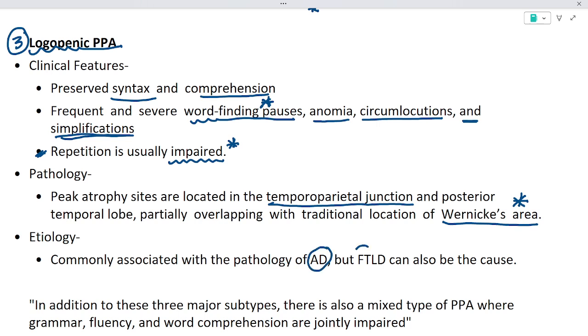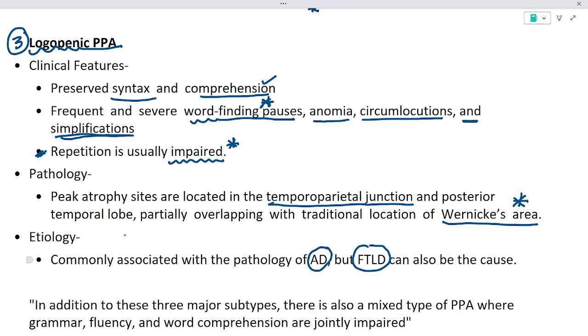Etiology: Alzheimer disease, FTLD. Now we have read three types of primary progressive aphasias. The third one is logopenic. In logopenic, the main complaint is word-finding pauses. The patient is not able to find the words. The patient forgets the words, and repetition is impaired. Comprehension is intact. Etiology is again AD and FTLD.